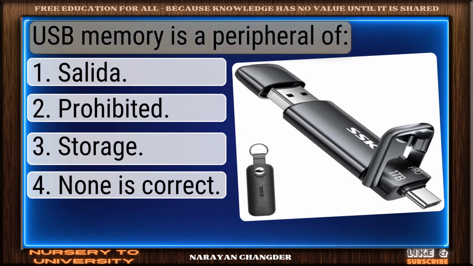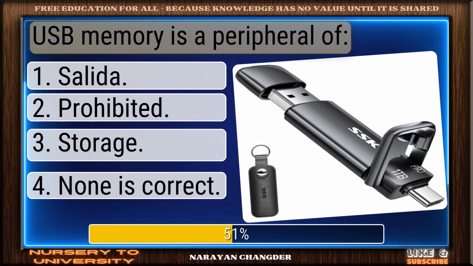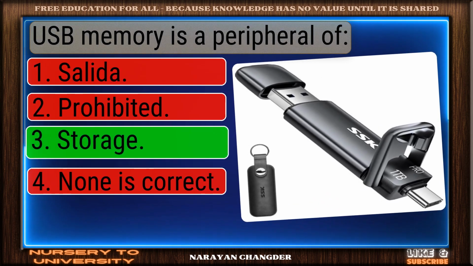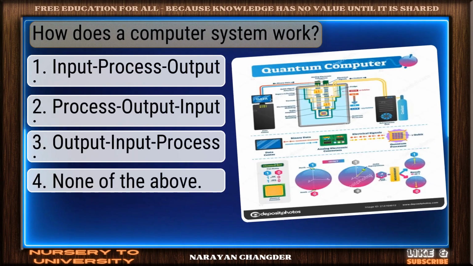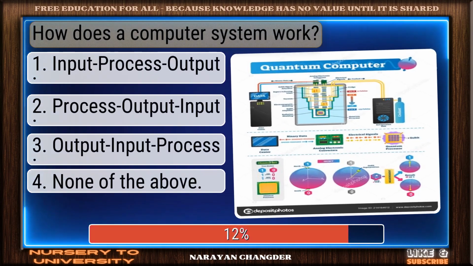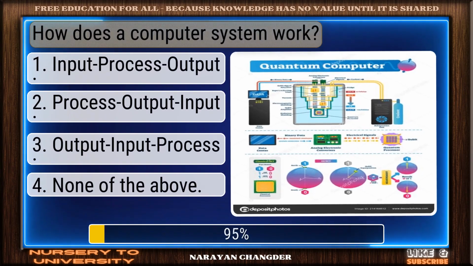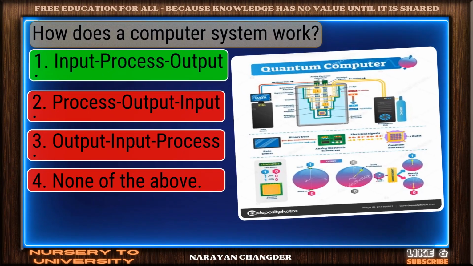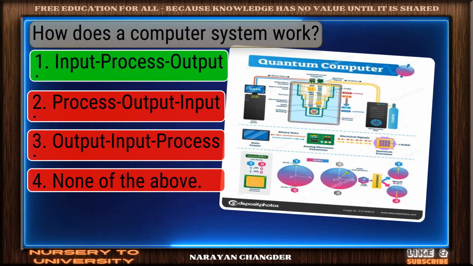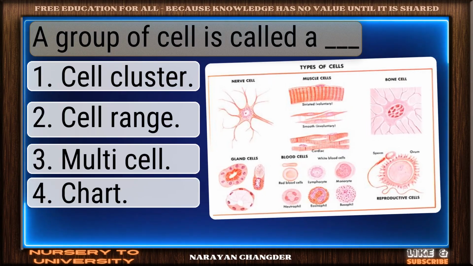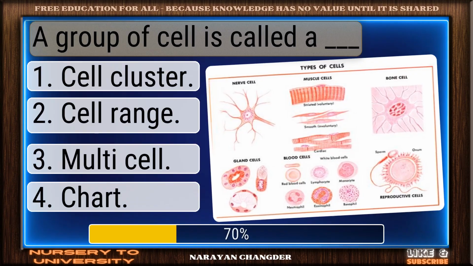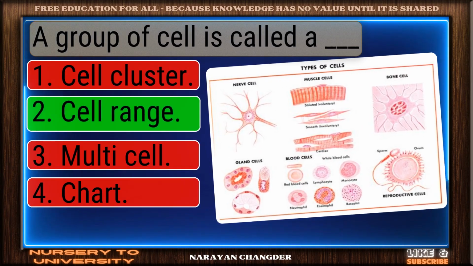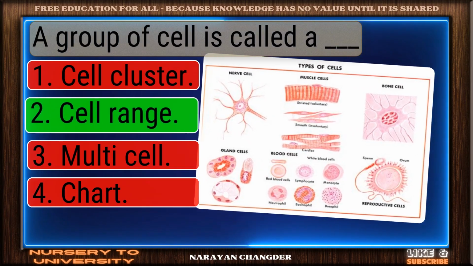USB memory is a peripheral of. Smart move. Storage is an accurate answer. How does a computer system work? Well reasoned. Input process output is the correct choice. A group of cell is called a dash. Strong choice. Cell range is the right answer.